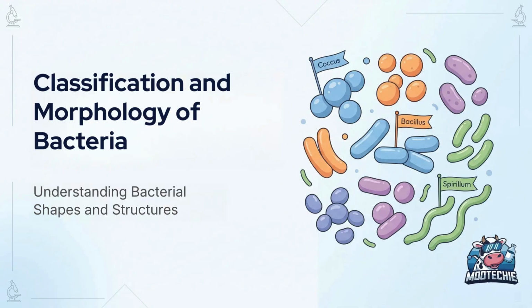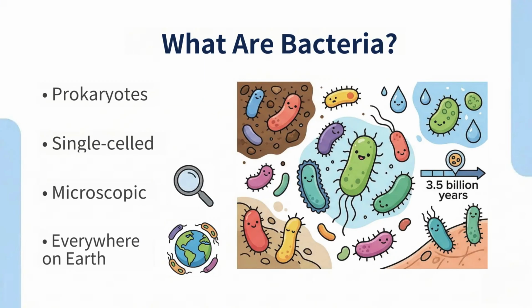Before studying classification, let us first understand what bacteria are. Bacteria are prokaryotic organisms, which means they do not have a true nucleus. They are single-celled microorganisms that are extremely small and can only be observed under a microscope. Another important feature is their distribution. Bacteria exist almost everywhere on Earth, in soil, water, air, food, and even inside living organisms.